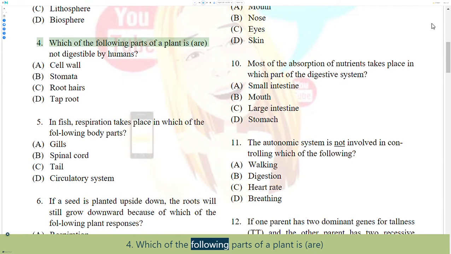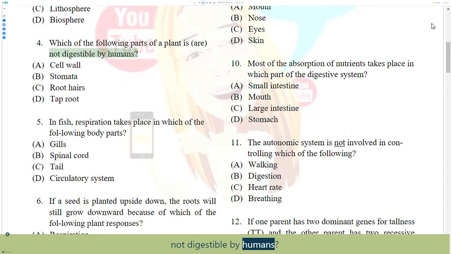4. Which of the following parts of a plant are not digestible by humans? A. Cell wall. B. Stomata. C. Root hairs. D. Taproot.